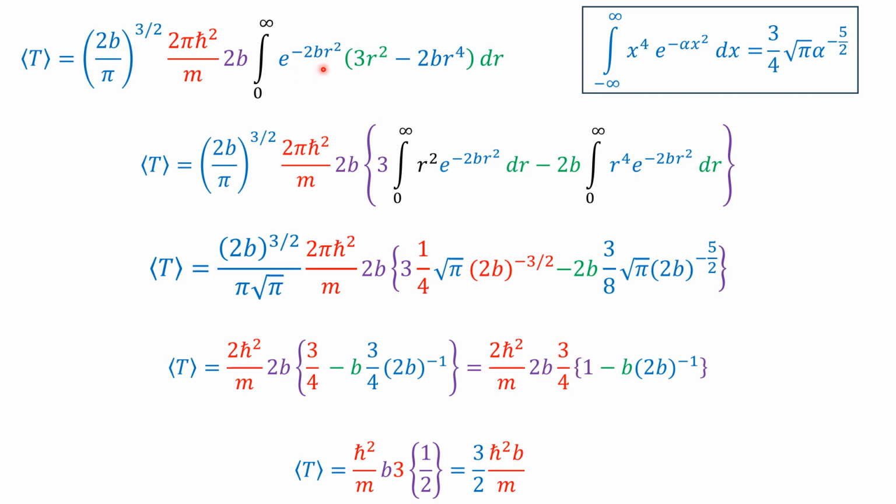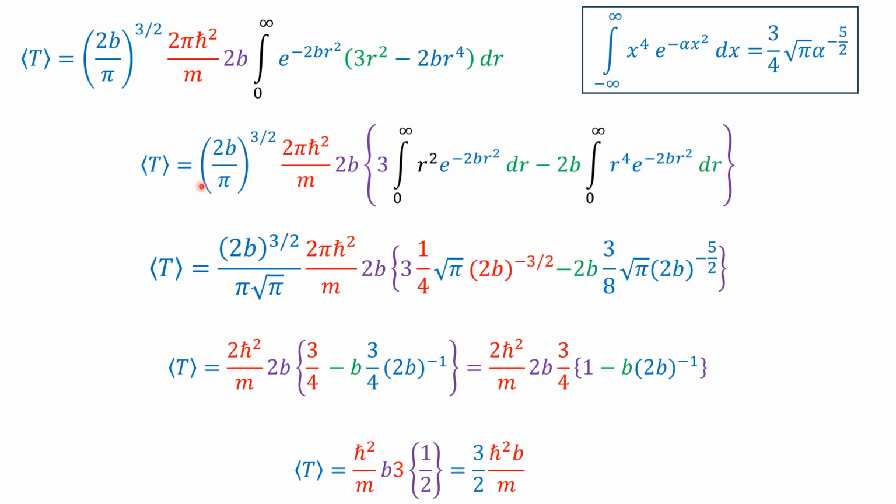We can separate this into two portions. First, the 3r squared exponential term. So 3 I can take out because it's a constant: r squared e power minus 2p r squared dr. Then the second term, minus 2p I can take out. Here r power 4 will go inside, then the exponential term e power minus 2p r squared dr.